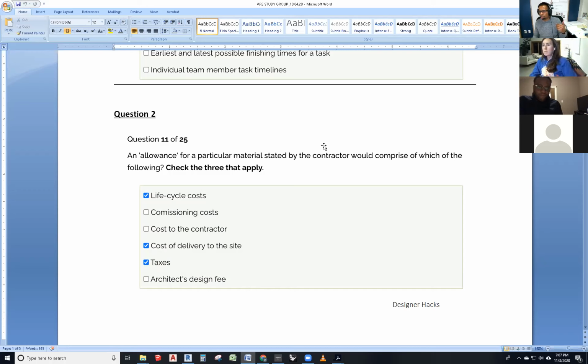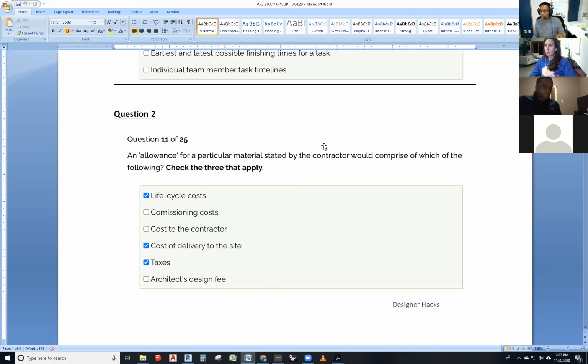And he might have an allowance for brick. He might say, I'm going to have a $5,000 allowance for brick, and I'm going to give you a unit price for brick. If it ends up being more, there's going to have to be a change order because you're going to have to pay me extra. If it ends up being less, then you have it on the job as a credit.